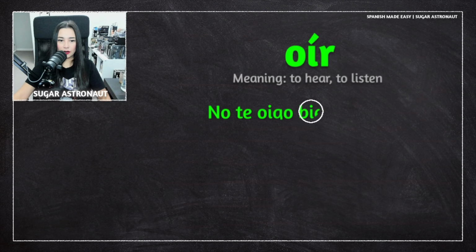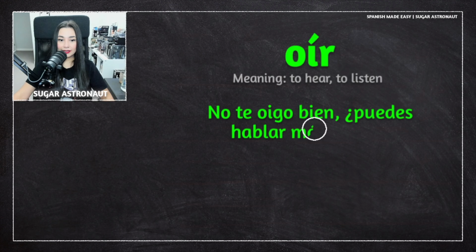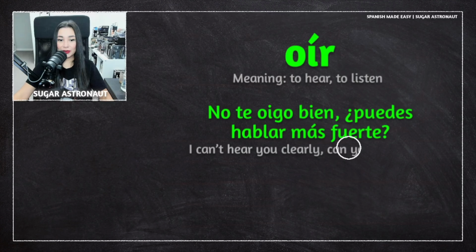No te oigo bien. No te oigo bien. ¿Puedes hablar más fuerte? No te oigo bien. ¿Puedes hablar más fuerte? This means I can't hear you clearly or I can't hear you at all. Maybe just a little bit. Can you speak up? So this is a great sentence, a very common one. If you want to let the other person know, hey, I can't hear you, can you speak up? So essentially, that's what you're saying.